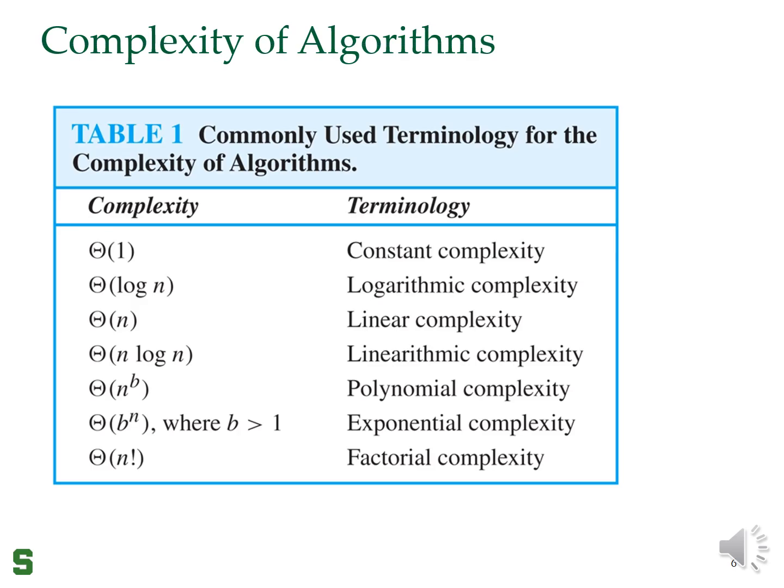Here is some terminology that we use for different kinds of algorithms. Big theta of 1 is what we call constant complexity. Theta of log n is what we call logarithmic complexity. We have linear, linearithmic complexity, which is n log n, polynomial, exponential, and so on.